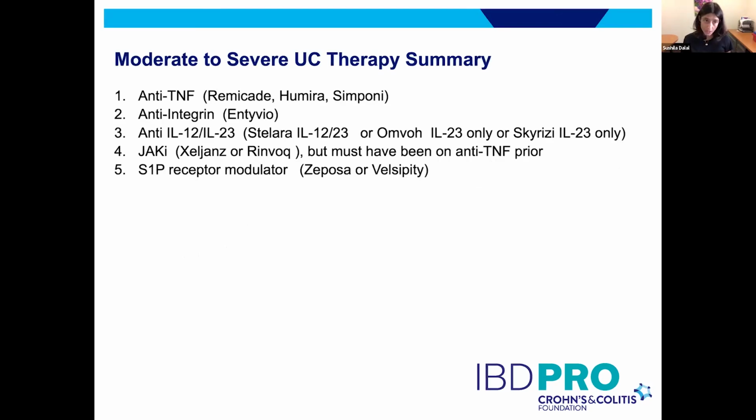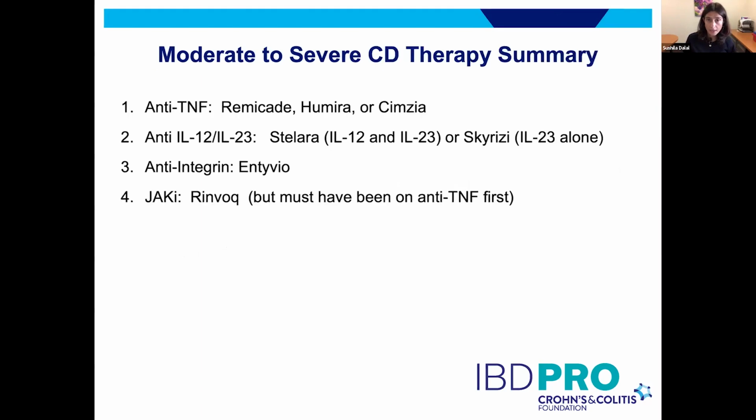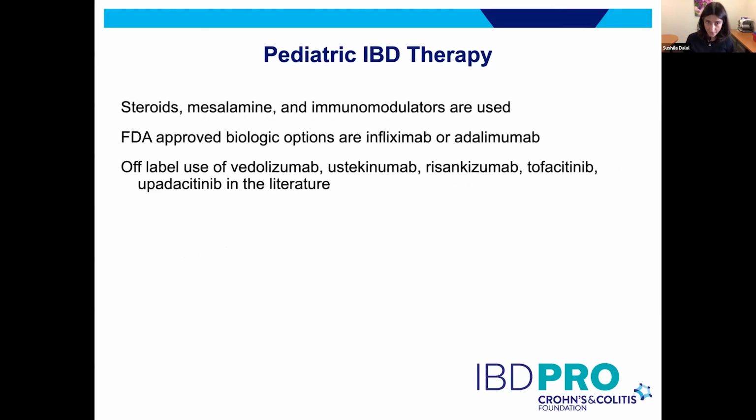So this is a summary here. We have many different options for moderate to severe ulcerative colitis, as well as for Crohn's now. In pediatric therapy, steroids, mesalamine, and immunomodulators are used. The FDA-approved biologic options are infliximab or adalimumab. There has been published experience in the literature on using other biologics such as vedolizumab, ustekinumab, risankizumab, or the small molecules like tofacitinib and upadacitinib. However, those aren't FDA-approved indications at this point.